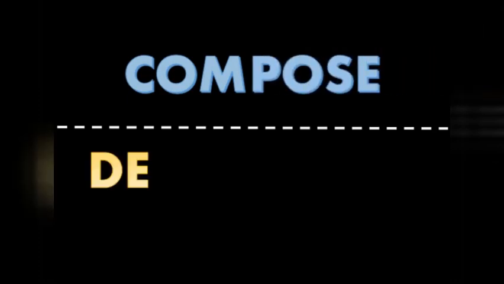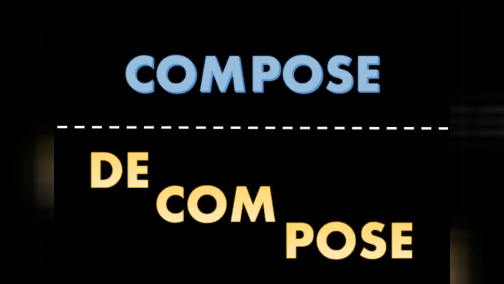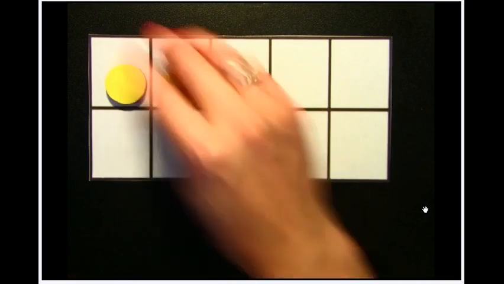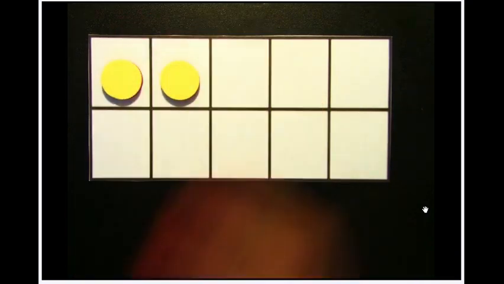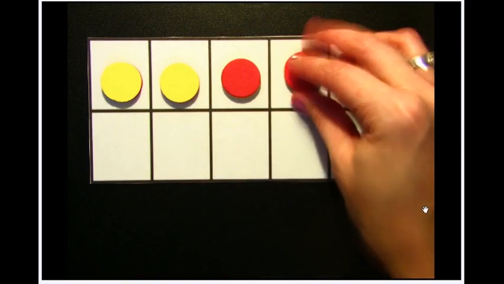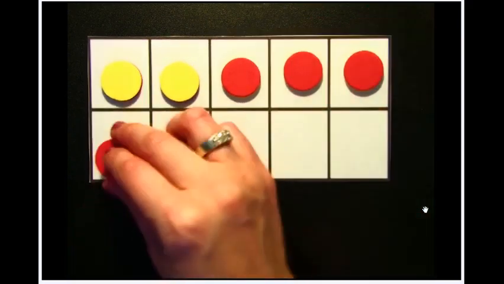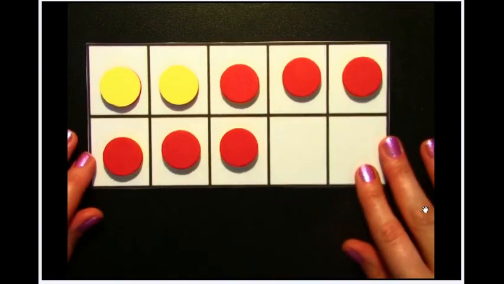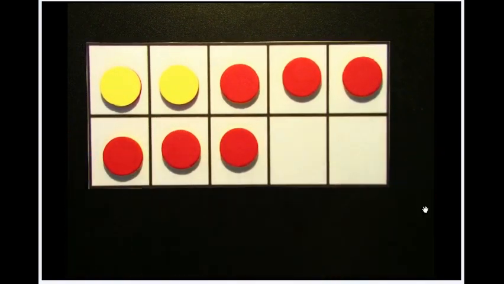Another thing that 10 frames are frequently used for is to compose and decompose numbers. Decomposing and composing numbers basically just means to break apart numbers and to put them back together in different ways. For example, if I wanted to compose the number 8, I might place 2 yellow counters and 6 red counters on this 10 frame. This shows me that 2 and 6 is equal to 8.